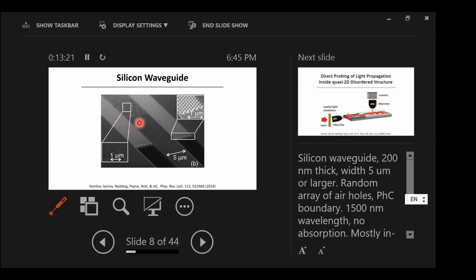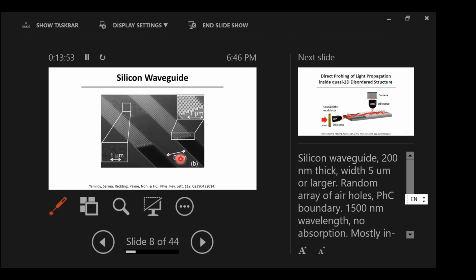So we fabricated this silicon waveguide on silica, and then in one region here we etch a random array of air holes. That's like scatterers, and then we launch light in. For the boundary here, we're using a photonic crystal layer to have a closed boundary. So the light, no matter which direction it hits, will be reflected back, because they have a full, or complete, photonic band gap.